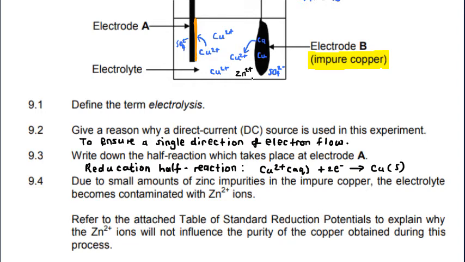In other words, this zinc 2+ ion doesn't actually undergo reduction. If it doesn't undergo reduction, it means that the zinc 2+ ion has to be a weaker oxidizing agent compared to the copper 2+ ions. That's something we need to confirm on this table of standard reduction potentials. The only thing we want to confirm is that the zinc 2+ ions are weaker oxidizing agents compared to the copper 2+ ions.